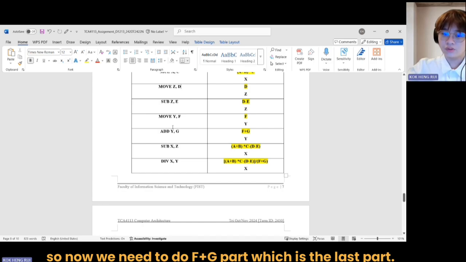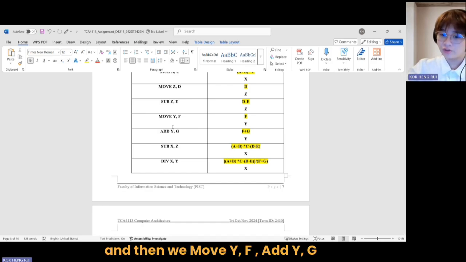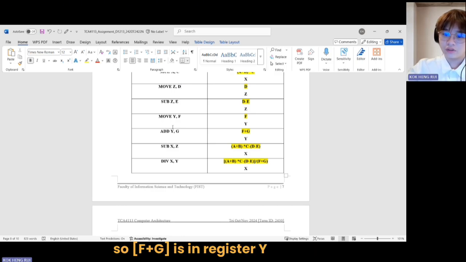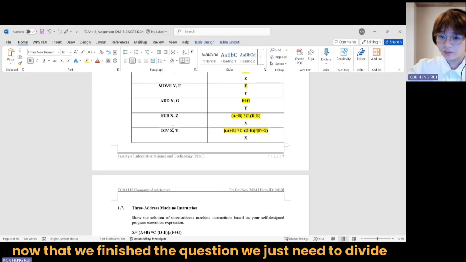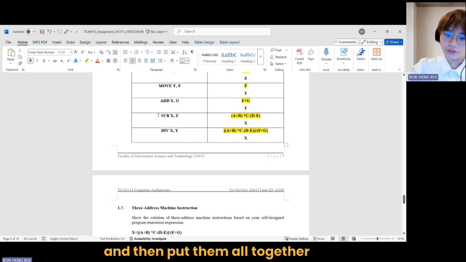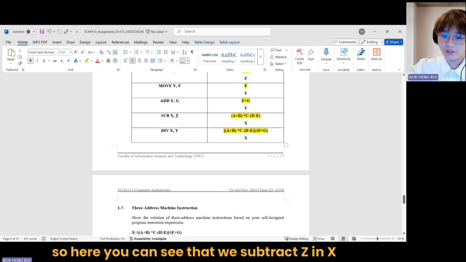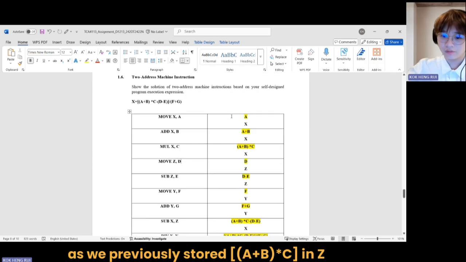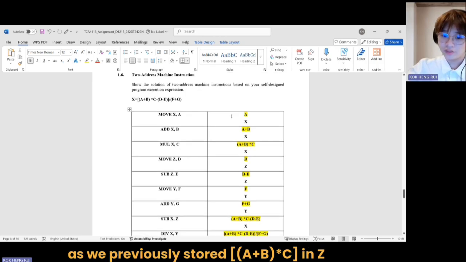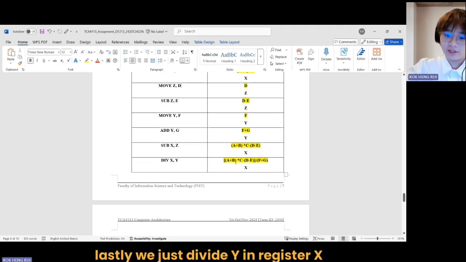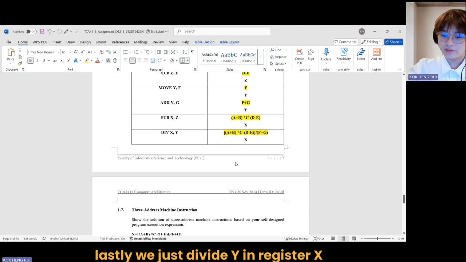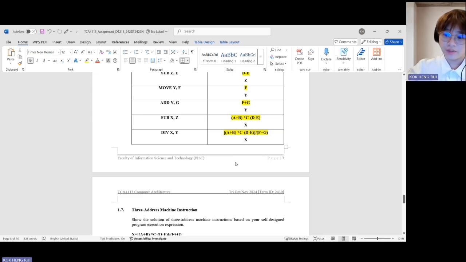Now we need to do the F plus G part, which is the last part. So we move F and then we add G, so it's F plus G into register Y. Now that we finish the question, we just need to divide and put them all together. Here you can see that we subtract Z in X, as we previously stored A plus B multiplied by C into Z. Lastly, we divide Y in register X, and it's automatically stored already, so we don't need to do anything.